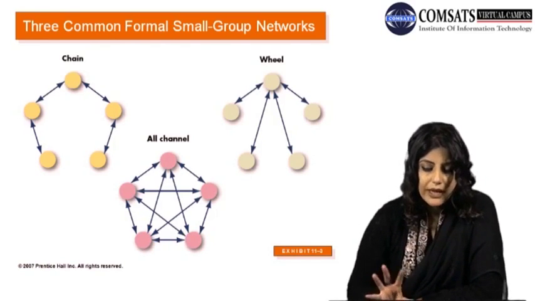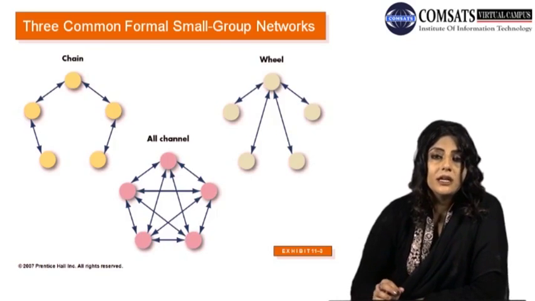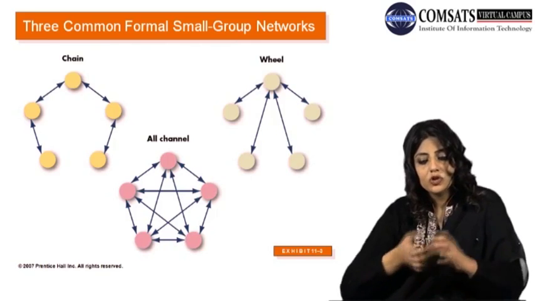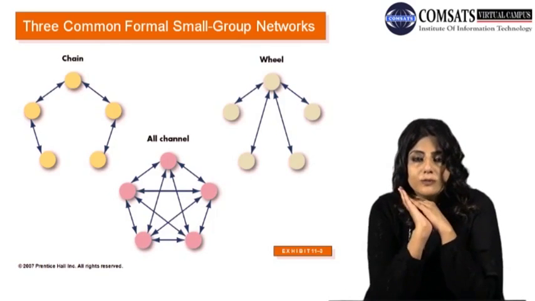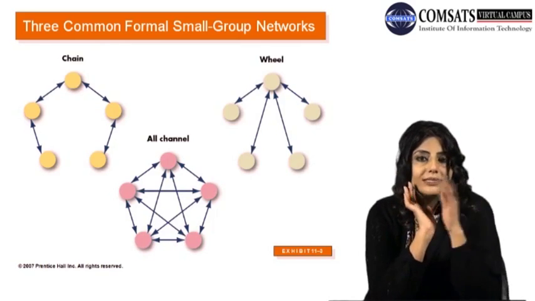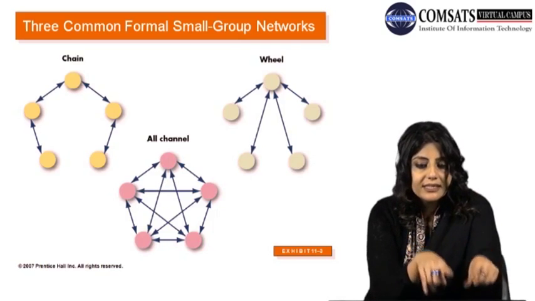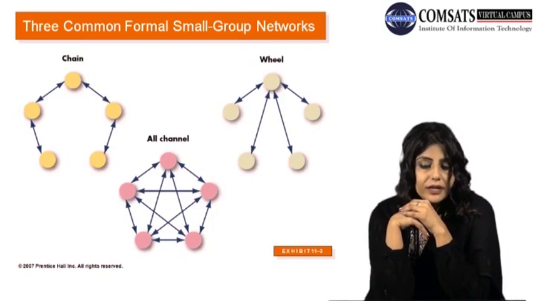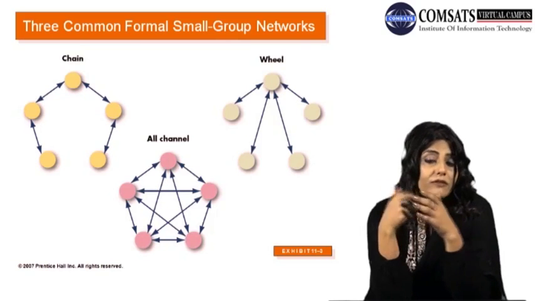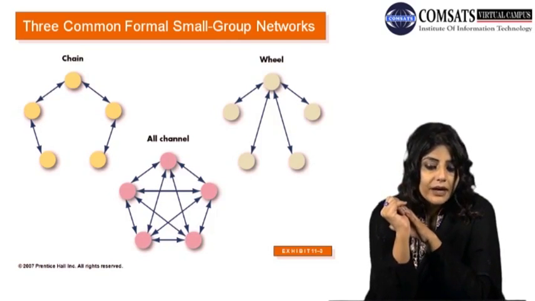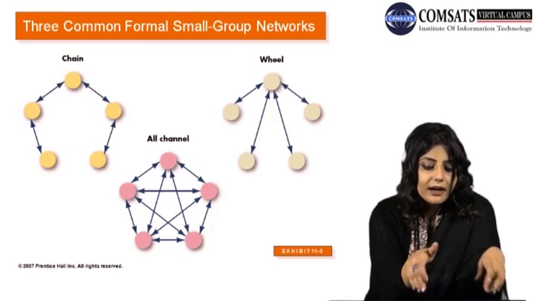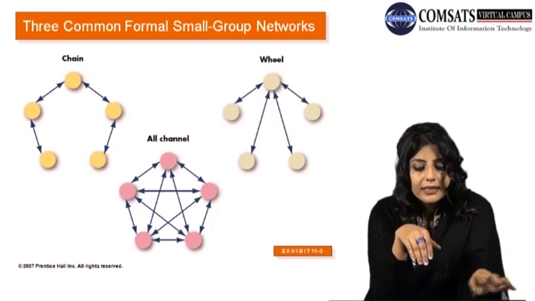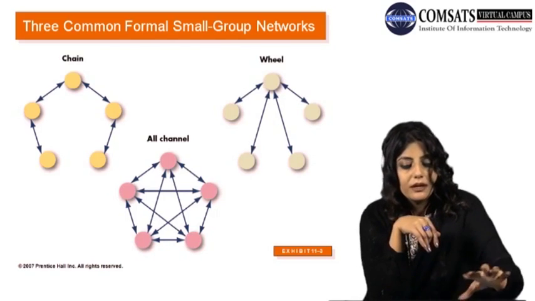Here, for simplicity, we are assuming that in each group there are 5 members, or 5 people. So we have 3 kinds of formal groups that we are discussing here. One is the chain. In chain, as you can see from the figure on the left hand side, there are reporting relationships. There is formal hierarchy. Right, so there is a manager at the top, and there are 2 more levels of management. So there are 3 hierarchical levels.